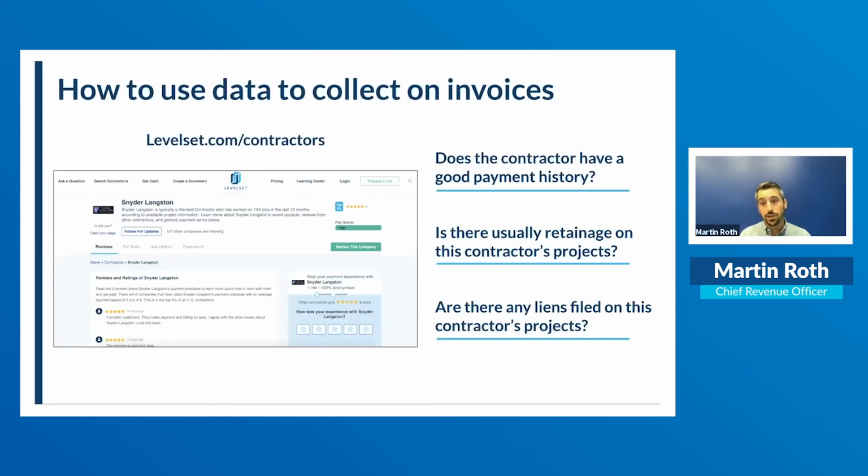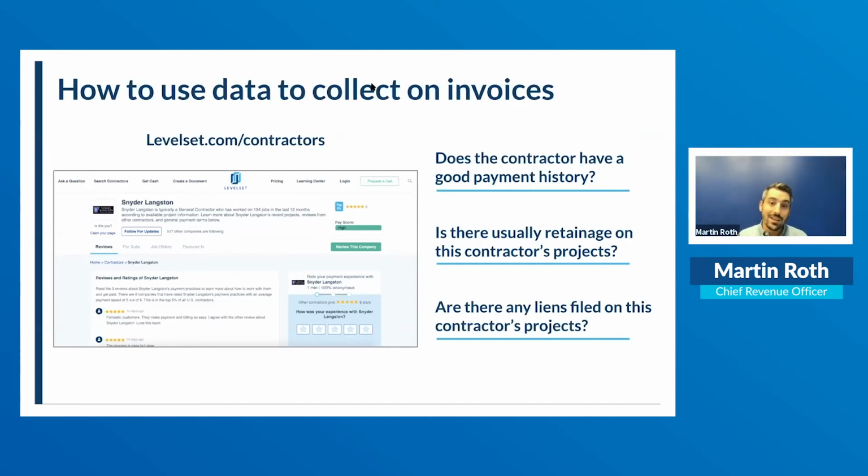The other thing that you can do, we have tools like levelset.com/contractors. It's free. You can go on there and look at any contractor, GC, subcontractor, and see what their payment profile is. You can see whether liens have been filed. You can answer questions like, does the contractor have good payment history? What's the retainage that's usually on this contractor's project?